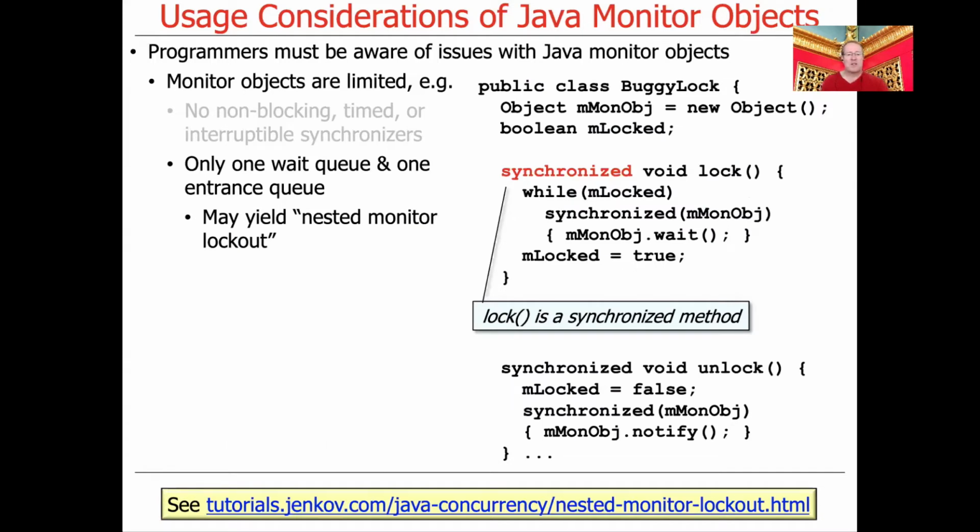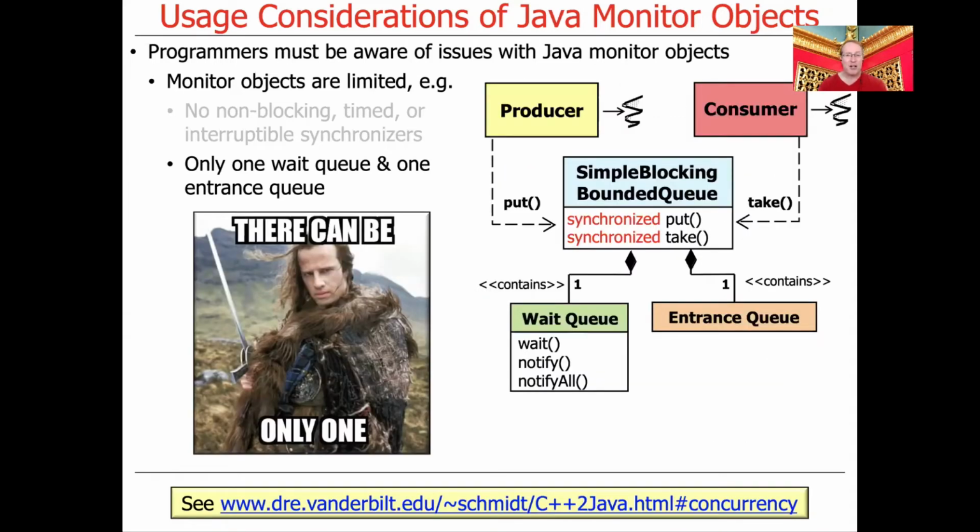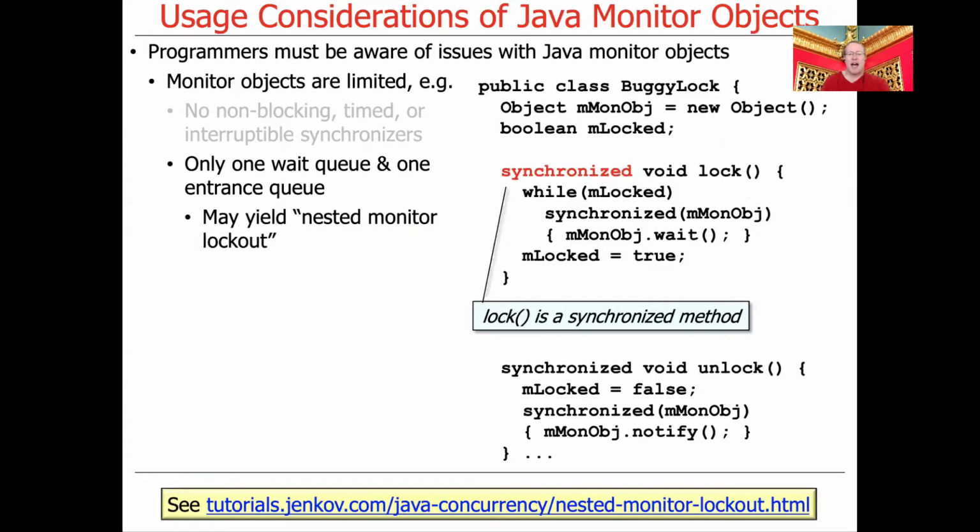One of the consequences of this is you can end up with something called nested monitor lockout. And so you can read this tutorial for a discussion of nested monitor lockout. You can also take a look at the paper here below that's on my website that also discusses nested monitor lockout and shows some examples of what happens. What happens in nested monitor lockout is the following.